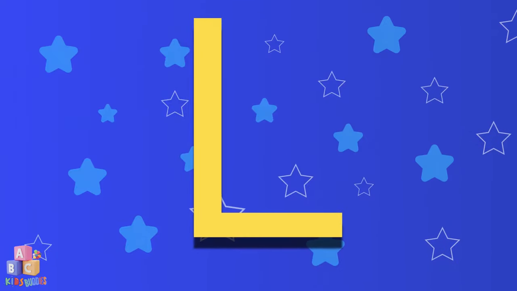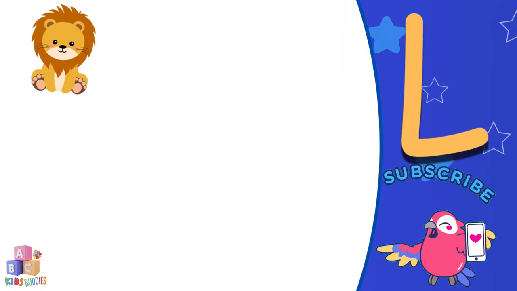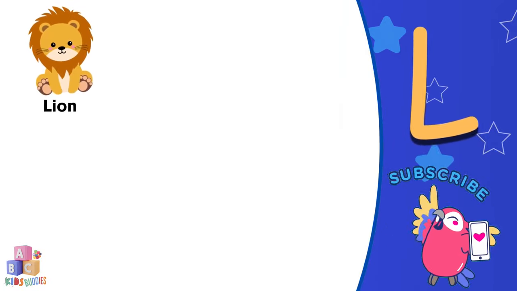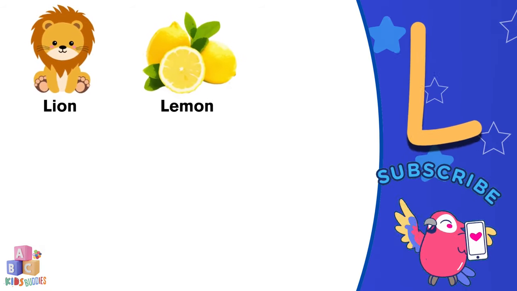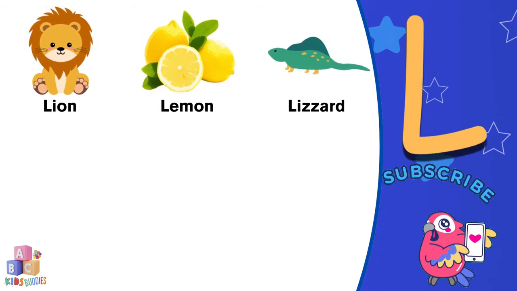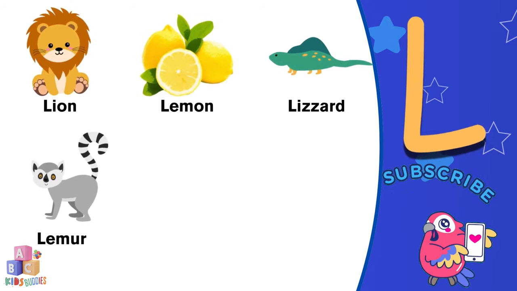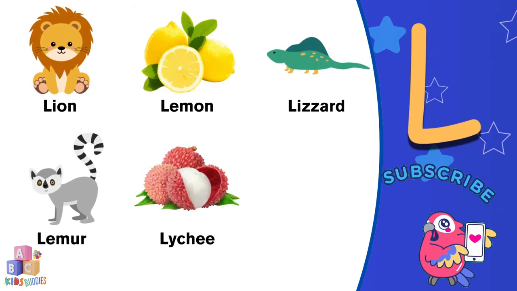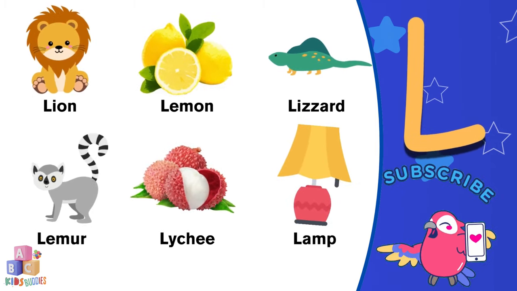L. L is for lion. L is for lemon. L is for lizard. L is for lemur. L is for lychee. L is for lamp.